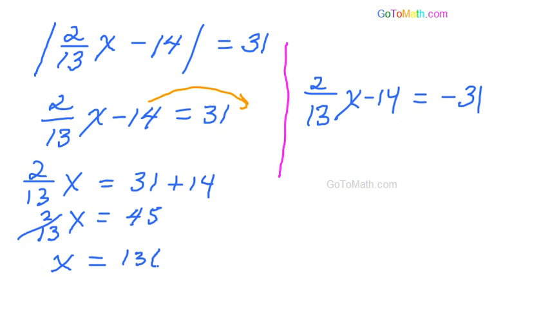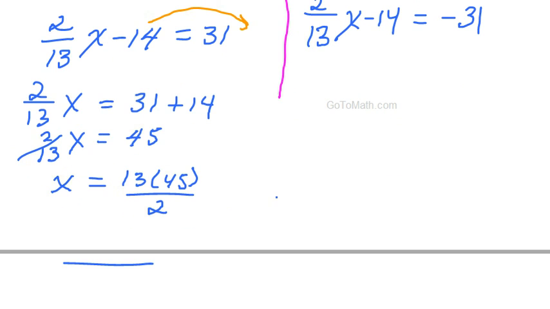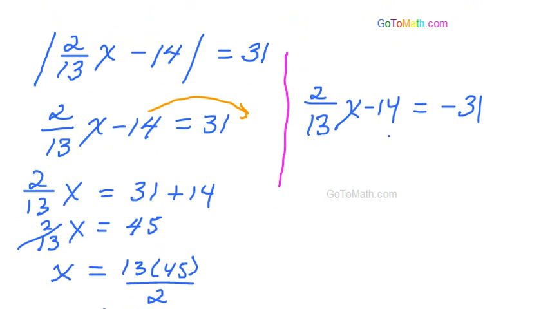So we end up with 13 times 45 over 2, and of course we want to reduce that down if we can, and I don't see that happening, right? So we've got 13 times 45, which is 585 over 2. So x is equal to 585 over 2, so that looks like one of our solutions. Nice lovely number.